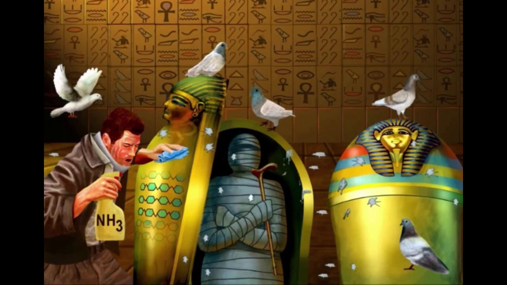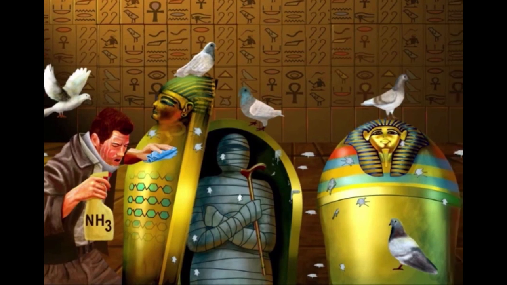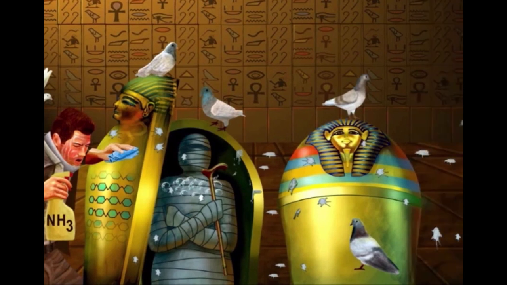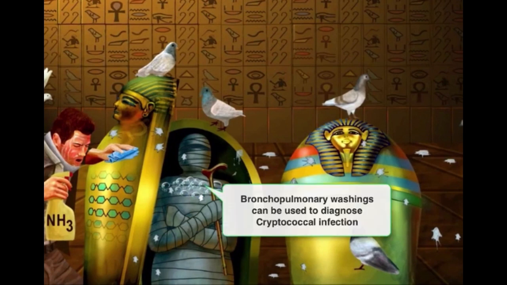Like all other fungi, culturing is done on Sabouraud's agar. However, it takes weeks to come back, so that's not very helpful. So let's not talk about that. Instead, you can use bronchopulmonary washings of lung tissue. These soap bubbles on the mummy's chest are here to demonstrate these bronchopulmonary washings.